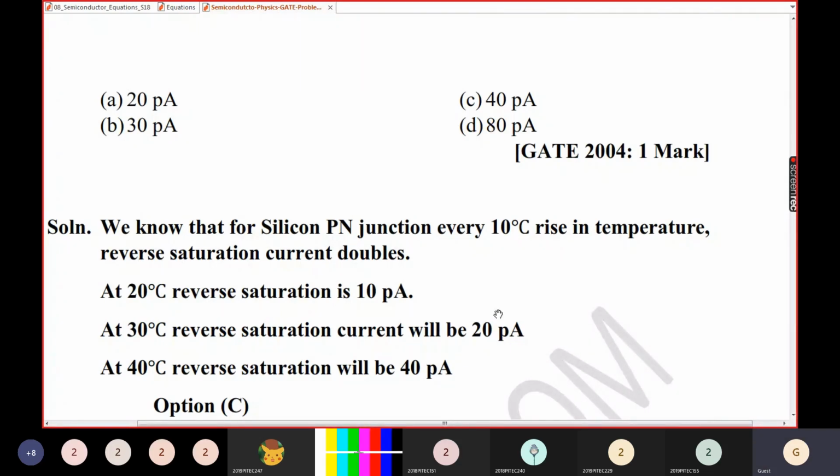What happens at 50 degrees centigrade? 40 plus 40, 80. Okay, 80 pA. Now they have asked you only for 40 degrees centigrade, so you are going to get the value as 40 pA.